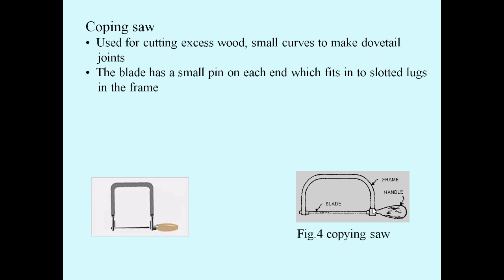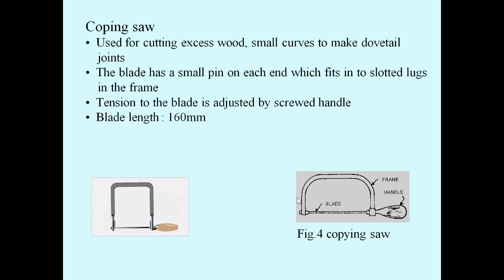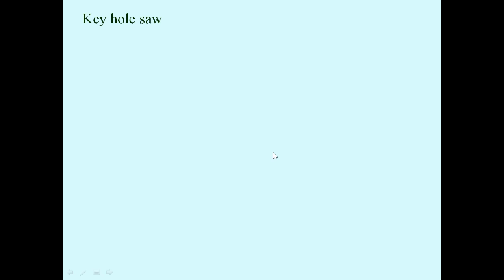It has two lugs, and within the lugs the blade will be fitted. The tension to the blade is adjusted by the screwed handle. This will be the screwed handle. The tension to the blade is adjusted with the help of a screwed handle. The blade length is about 160 mm, the width is about 3 mm, and the pitch of the teeth is 1.5 mm to 1.75 mm.